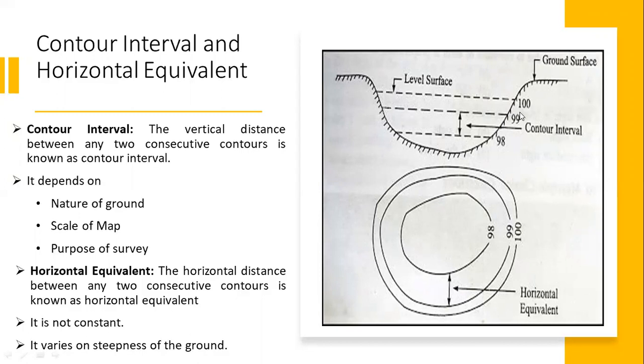The next is horizontal equivalent. What is called a horizontal equivalent? The horizontal distance between any two consecutive contours is known as a horizontal equivalent. Here the contour is drawn, so this horizontal distance between two consecutive contour lines is called a horizontal equivalent. It is not a constant. It varies from point to point depending upon the steepness of the ground; the steeper the ground, the lesser is the horizontal equivalent.